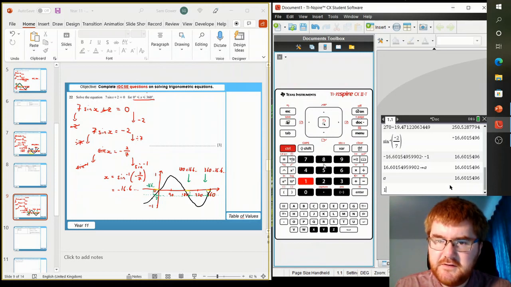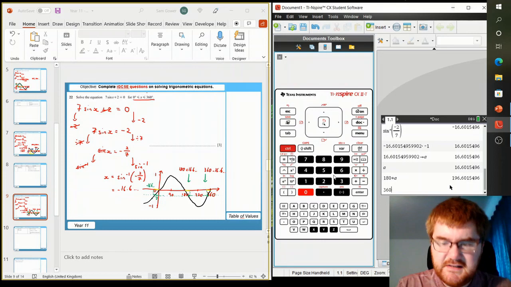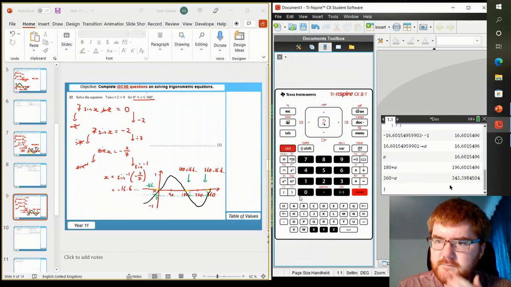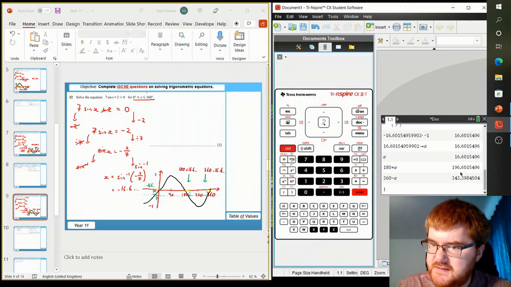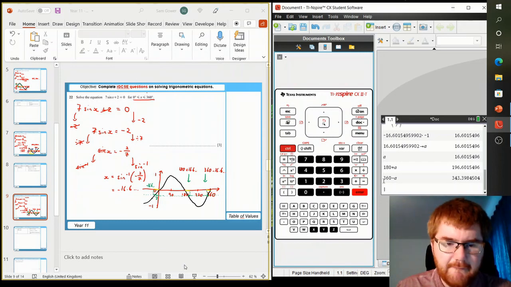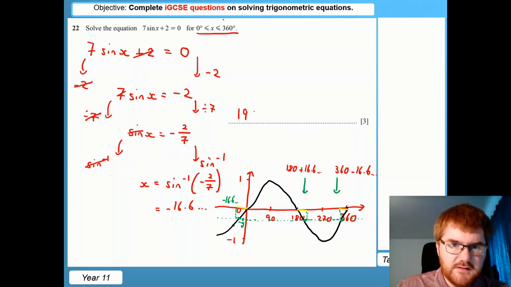And first thing I'm going to do is do 180 plus A. Most calculators do this kind of idea. So we get 196.6. And then we do 360 minus that important decimal, so minus A, and we get 343.4. So I'm going to pop this across, these two answers, 196.6 and 343.4.